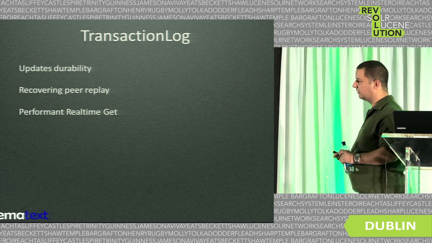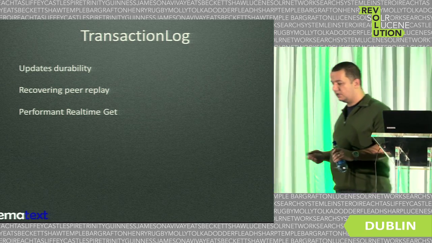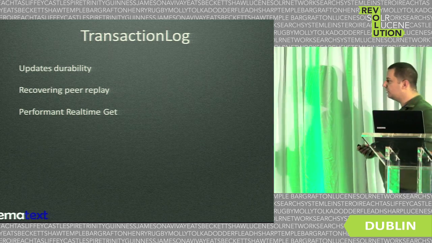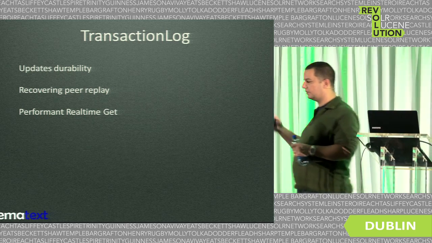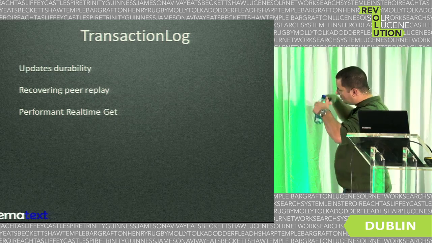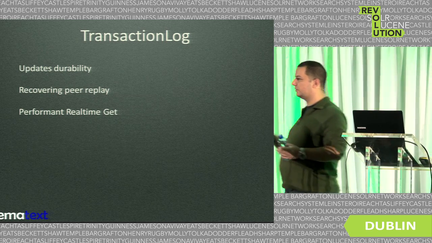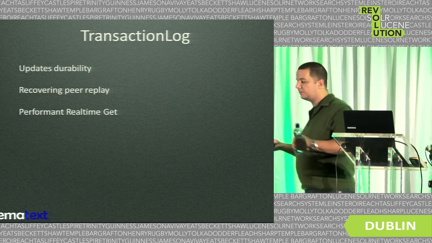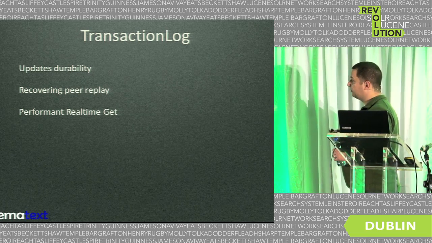There is a thing in Solr, in addition to all that I've talked about, called a TransactionLog. TransactionLog is the new thing from 4.0 that ensures updates durability. Whenever a document comes to Solr, it is not directly written to the index. It's first written to the transaction log, so you don't lose it in case something bad happens. It also allows a peer recovery mechanism.